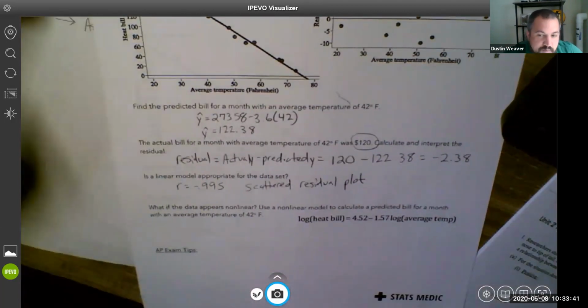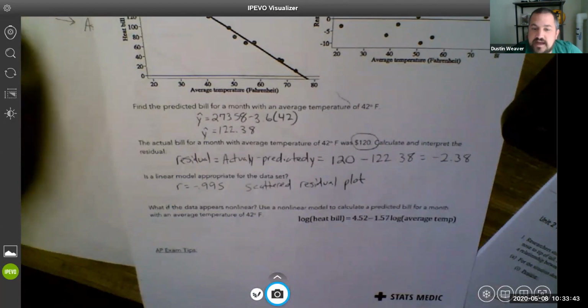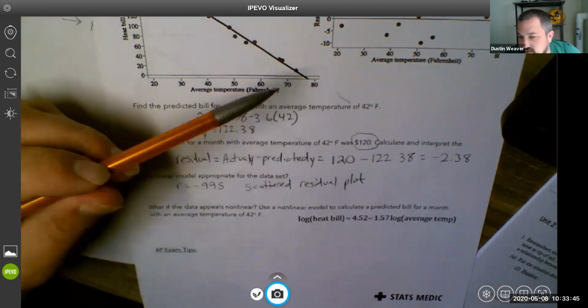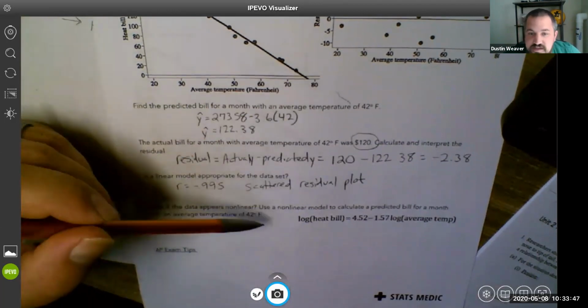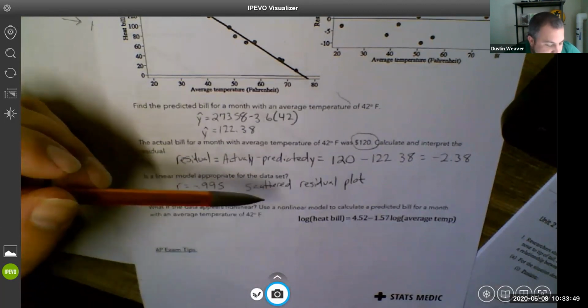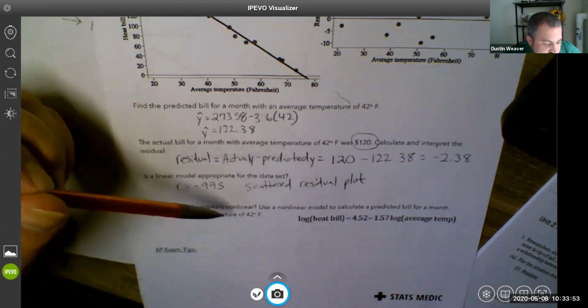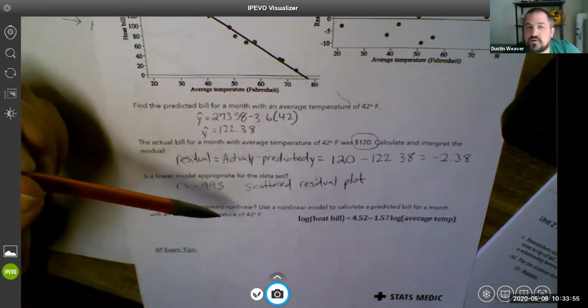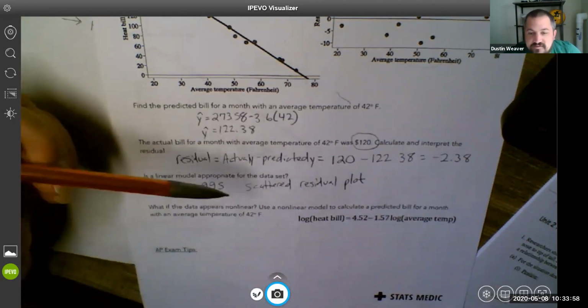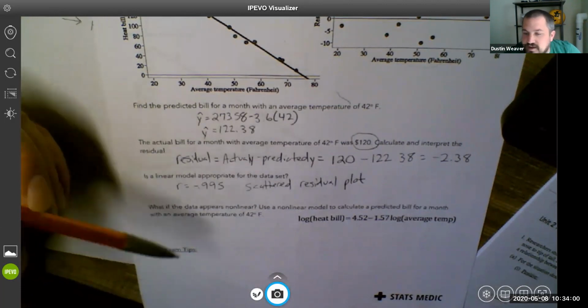So if it's not appropriate and you have to use a different type of model, the most common one to use is what's called a log model. So you would go to logarithmic regression and go through that and find the average temperature, okay?